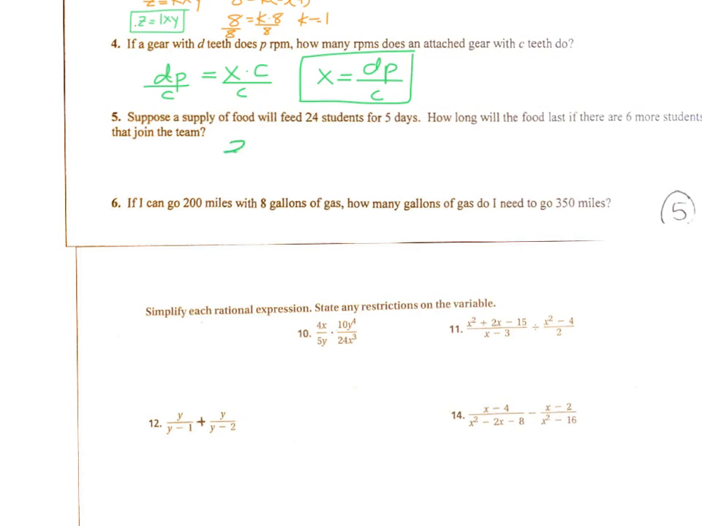So if it's 24 students for 5 days, 24 times 5, how long is it if there are 6 more students? So we're not doing 6 times x, we're doing 24 plus 6, which would be a total of 30 students times however many days it would be. So if we solve that, divide by 30, we're doing 24 times 5 divided by 30, so our number of days would be 4.